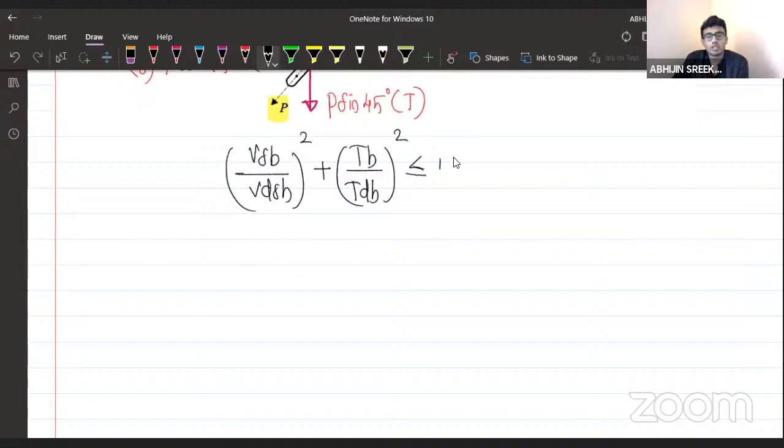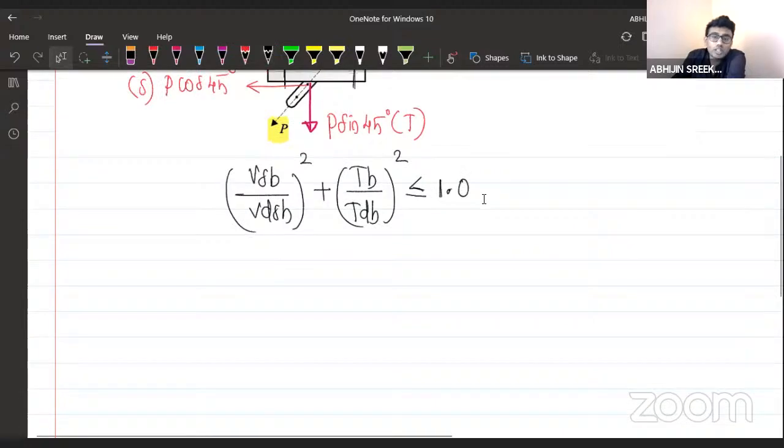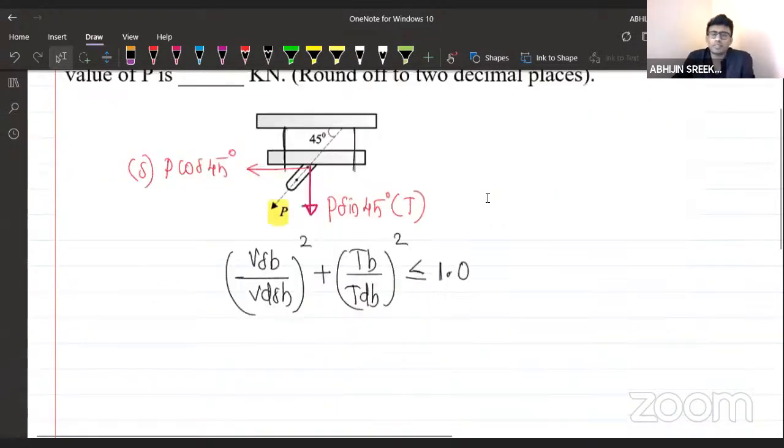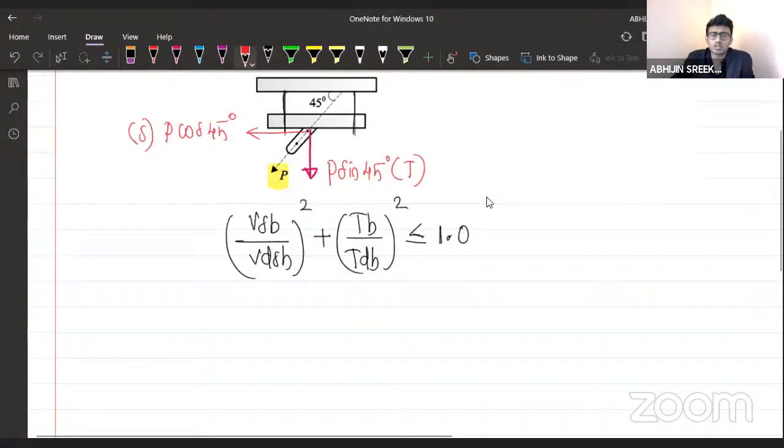No, it is 1.0. So this is the condition that must be satisfied when bolts are subjected to both shear and tension. You need to remember this, very, very important. There are 2 questions from the GATE exam. You can remember this, very, very important, right?